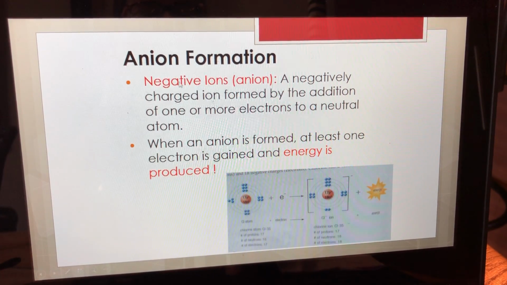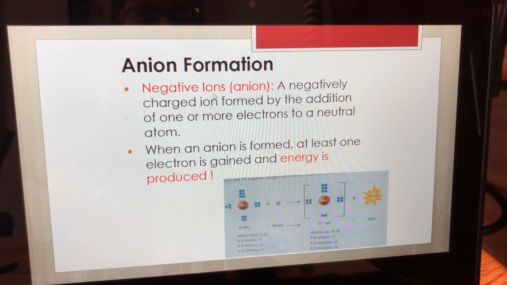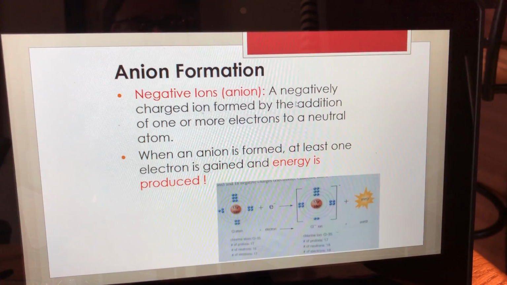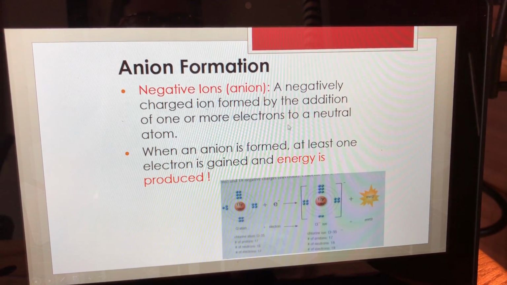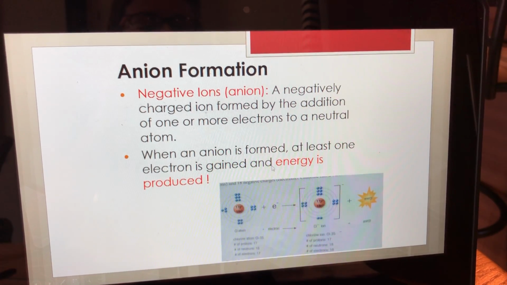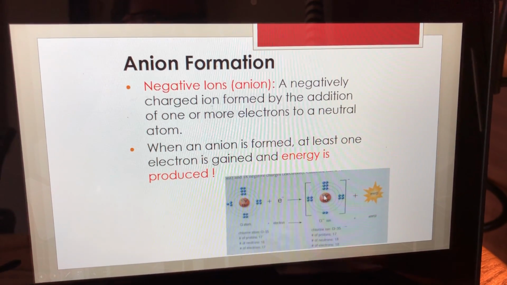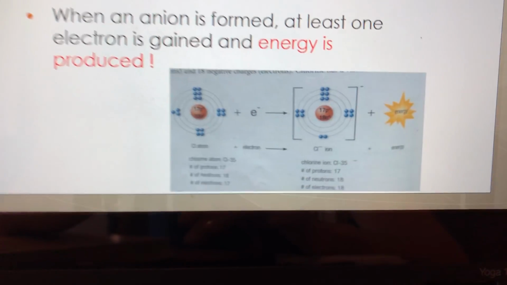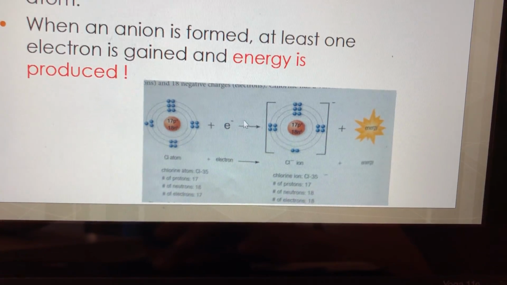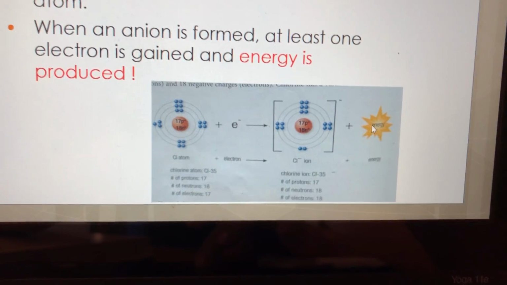Anion formation is when you're forming a negative ion. So when you're adding an electron to a neutral atom, and when you form an anion, energy is actually released or produced, as shown right here. So when you add an electron, energy is released.